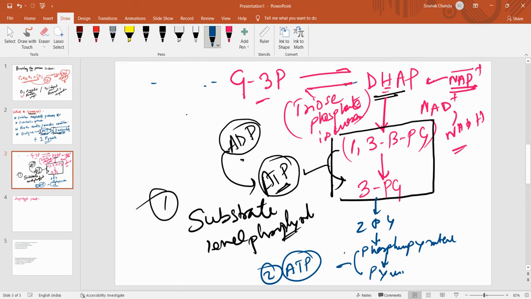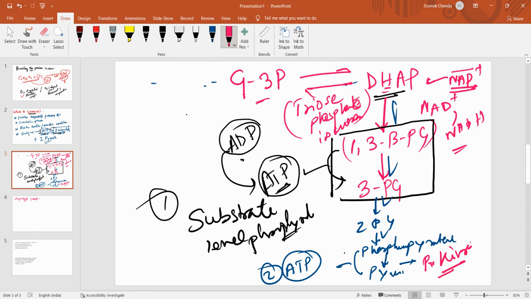And all of these steps are irreversible. This DHAP to 1,3 BPG to 3 PG is reversible, everything except the last step. And at the last step there is an enzyme known as pyruvate kinase.